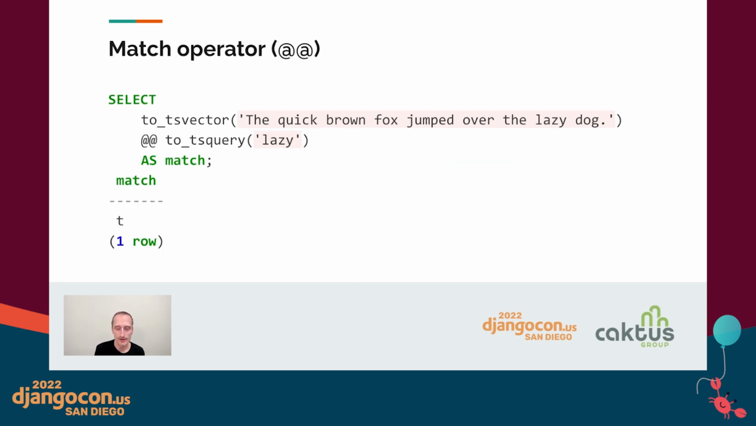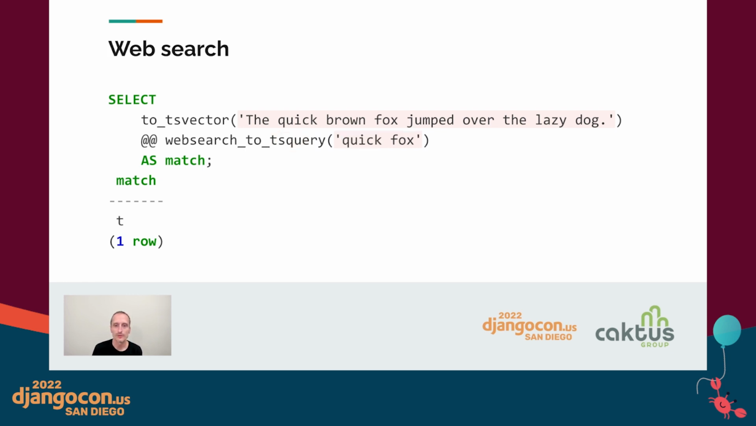So we use the match operator, two @, to search, which returns true if a TS vector or document matches a query. Here we see searching for the term lazy returns true for this document. And searching cat doesn't return a match, or false. Further, the web search to TS query function provides web-like searching. It accepts queries in a syntax familiar to common search engines. Here the words quick and fox match because both words exist in the document, even though they're not side by side.